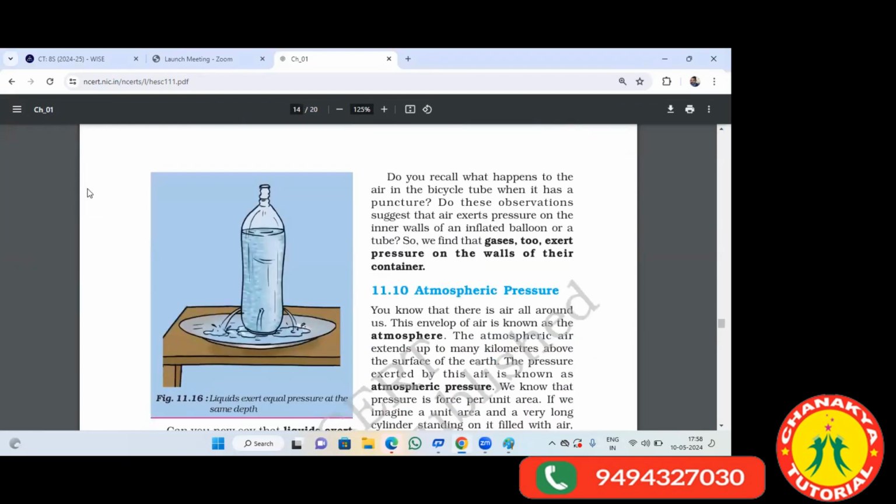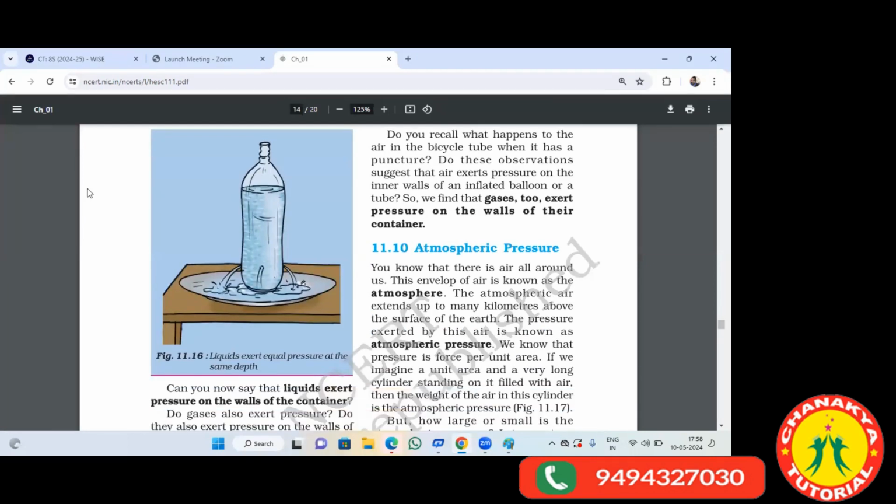Okay, this activity I already told you: if you put holes at the same height, you will get water coming out with the same speed, and the water will fall to the same distance. So this proves that pressure is exerted in all directions, and it is equal. Pressure exerted in all directions by the water molecules is equal.